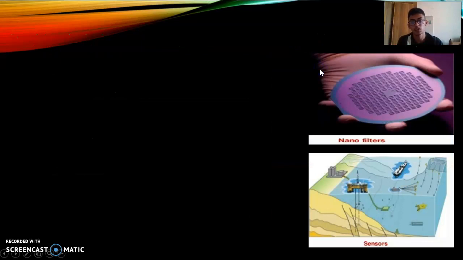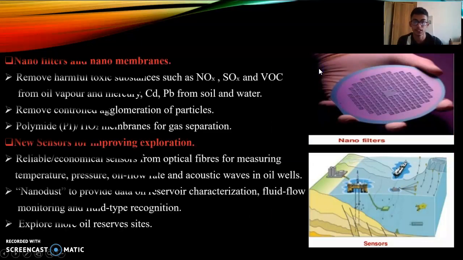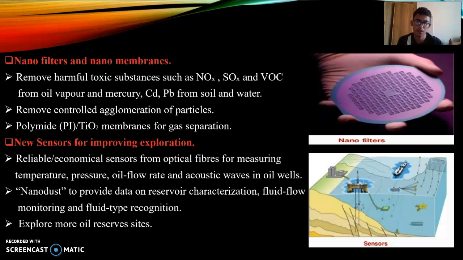Next, we'll see about nanofilters and nanomembranes. Nanofilters and nanomembranes are just about the same. They remove harmful toxic substances such as nitric oxide, sulfur oxide, and volatile organic compounds from oil vapor, and mercury, cadmium, lead from soil and water. They also remove controlled agglomeration of particles. In gas separation, we use titanium dioxide membranes.